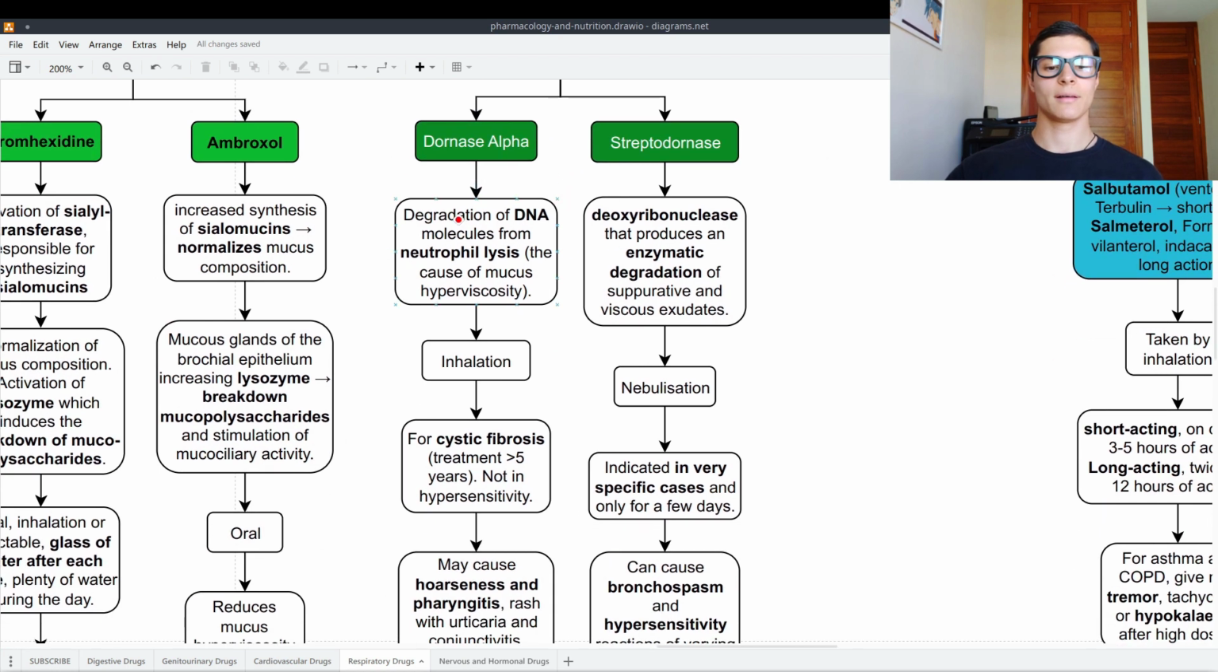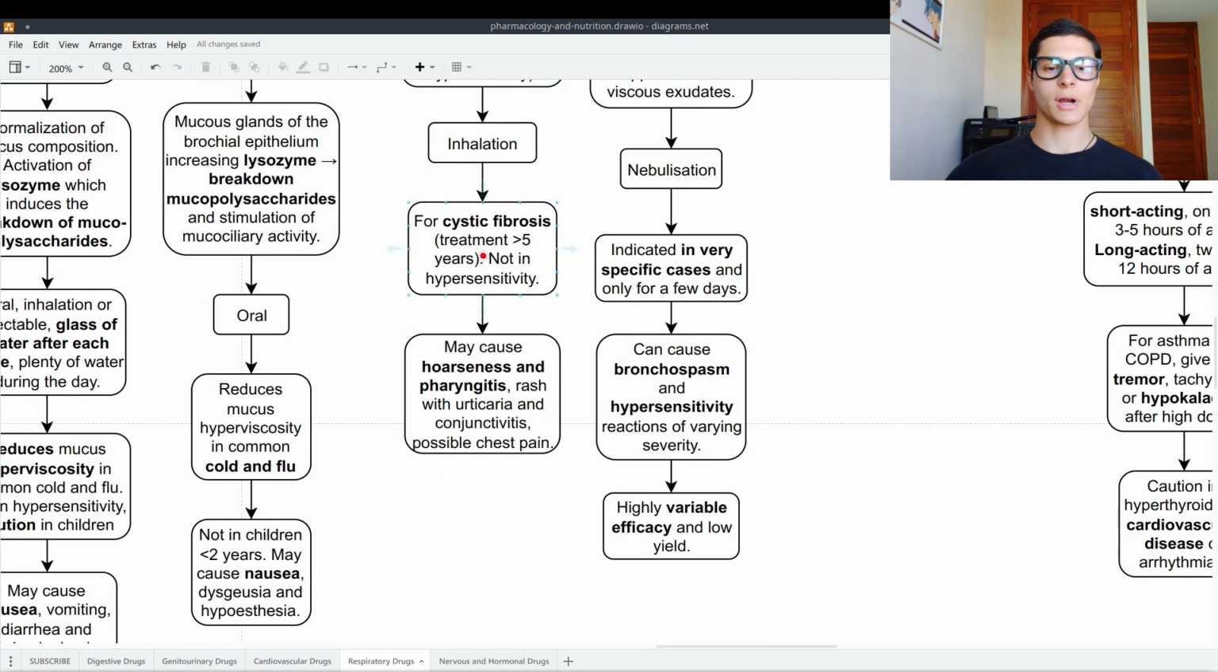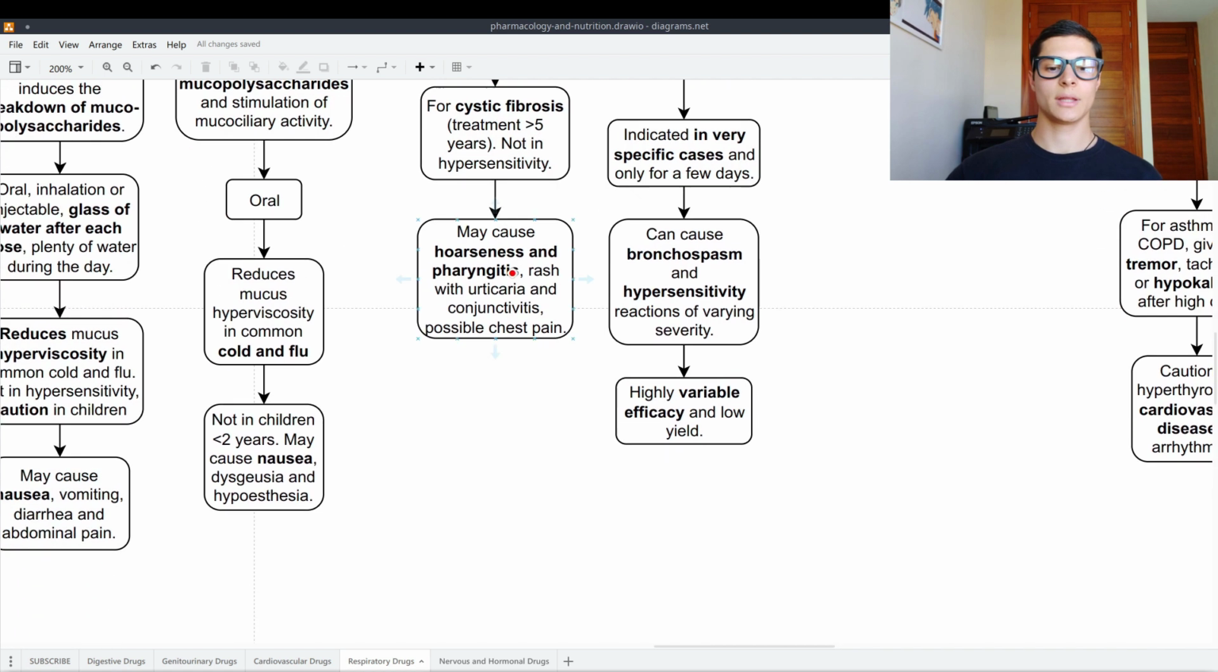Dornase alpha acts by degrading the DNA molecules from neutrophil lysis, which cause mucus hyperviscosity. It is inhaled and prescribed for cystic fibrosis in patients over 5 years of age, not in hypersensitivity. It may cause hoarseness and pharyngitis, rash with urticaria and conjunctivitis, and possible chest pain.